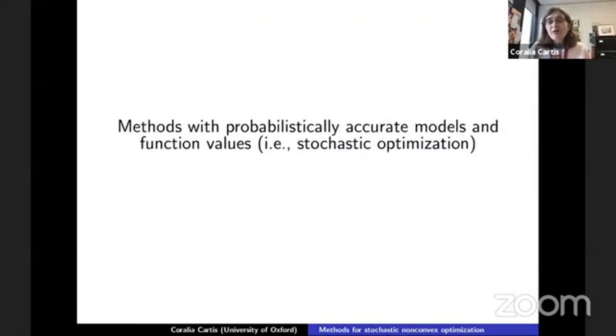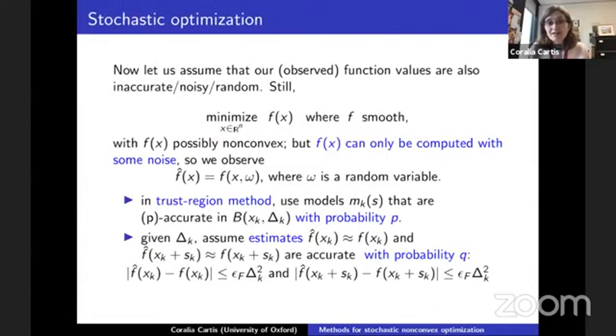Now I will also drop exact function values from my frameworks. So now I will go to true stochastic optimization, where both derivatives and function values are inexact. But I will keep this idea of probabilistic models, and now I will add probabilistic function values. So I assume that I have an underlying smooth landscape. I still need this assumption, but what I observe is noisy observations. So the landscape is corrupted, or noisy. What I have is noisy evaluations of this landscape.